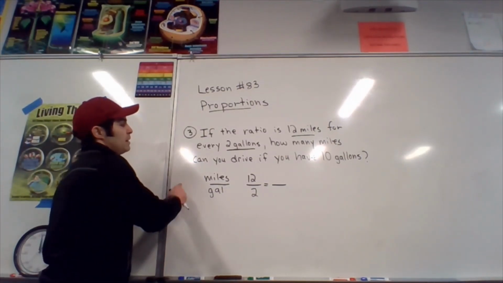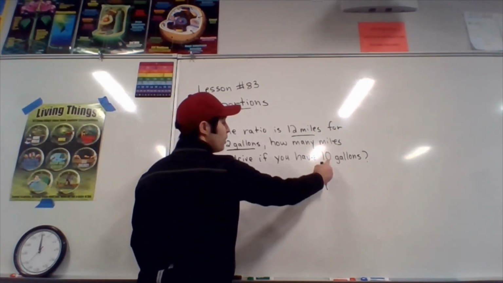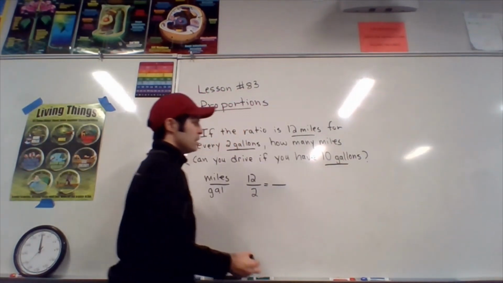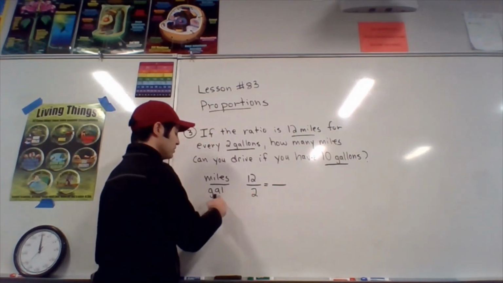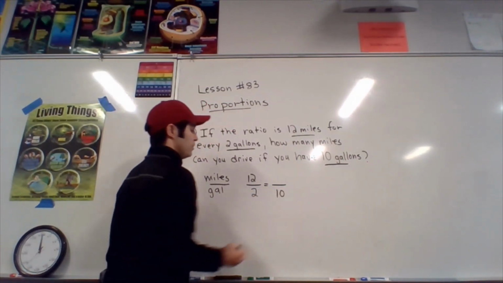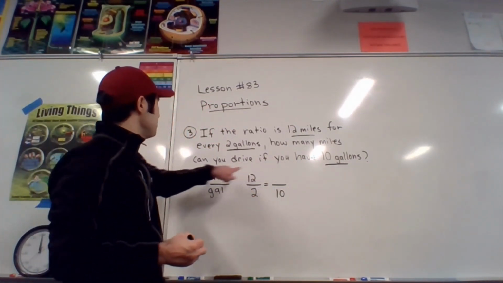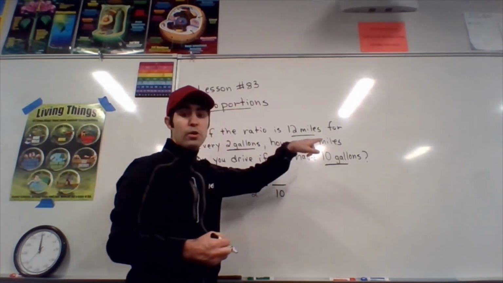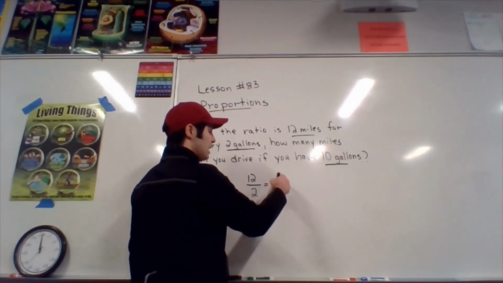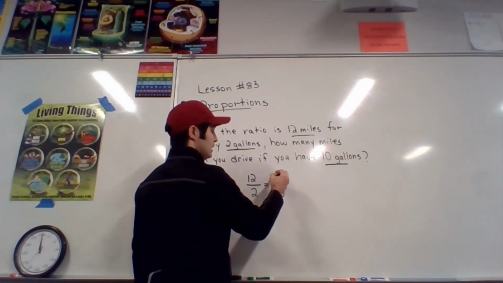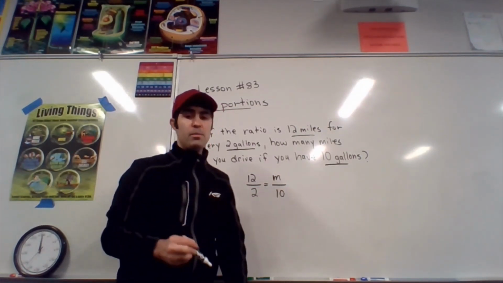How many miles can you drive if you have 10 gallons? Oh, I have another number here, 10. And it's talking about gallons. So the number 10 is associated with gallons, so the number 10 is going to go on the bottom. Now it says how many miles. That means we don't know how many miles. So this is an unknown. So I'm going to put m, a variable.